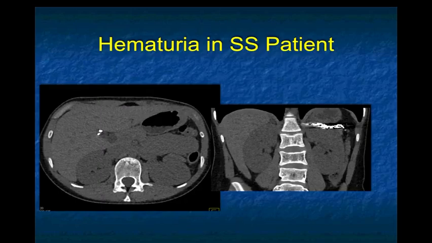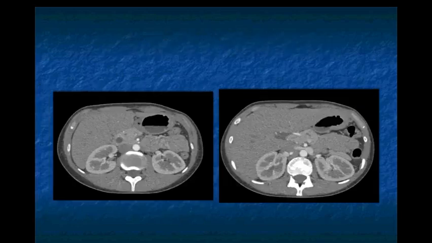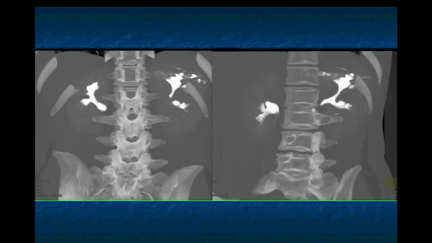Okay, another case. Hematuria in a patient with sickle cell disease. The patient has had a splenectomy. You can see some of the clips. You look at the kidneys. I don't see any calcification. You can see bone changes, which are common in sickle cell. You look at the arterial phase, good corticomedullary differentiation. There's no scarring. I don't see anything really going on in the kidneys. There's no functional abnormality, at least on these two images.